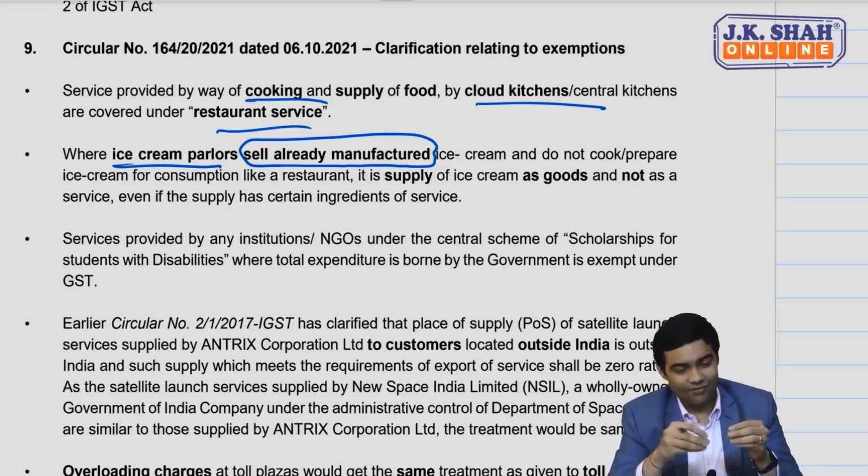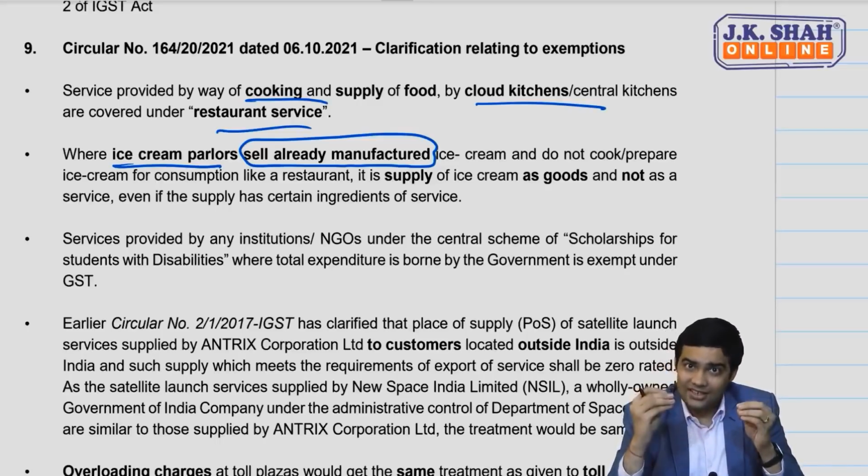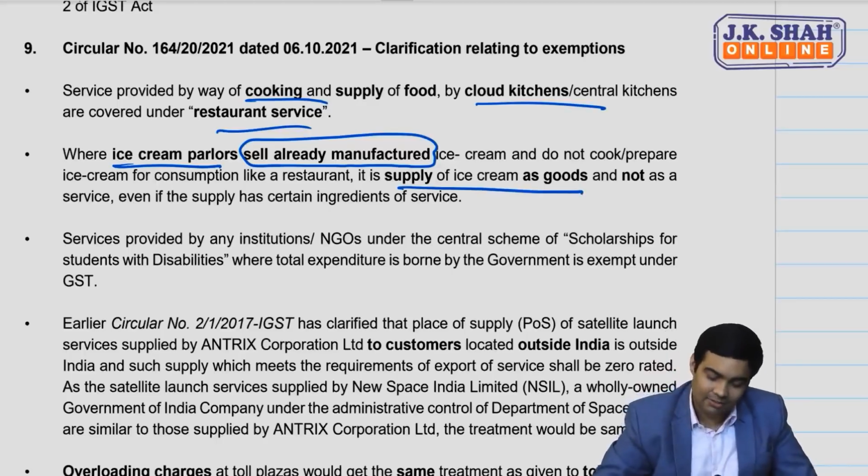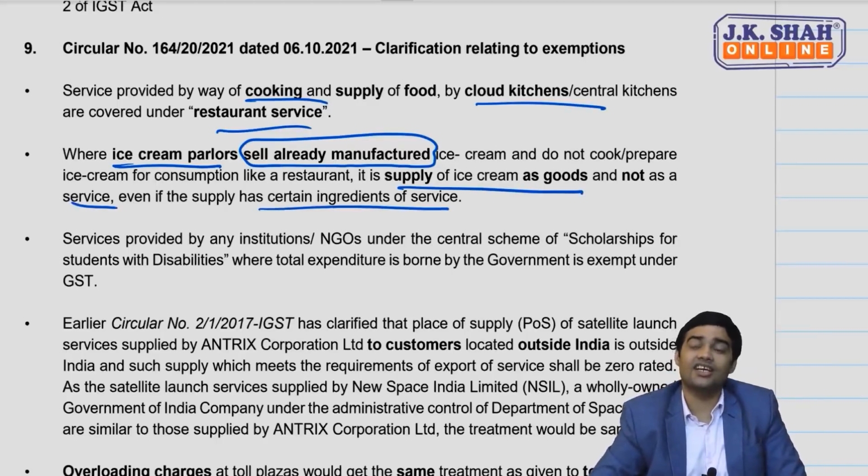Shockingly, even if you serve it, the board CBIC has said it will be regarded as supply of goods and not a service, even if certain ingredients of service are there. This is surprising for a lot of persons, but for your exams, you will have to follow what is given in the circular. They will not ask you a goods or service related rate entry because it's not there, but still know this particular point because it's very new.